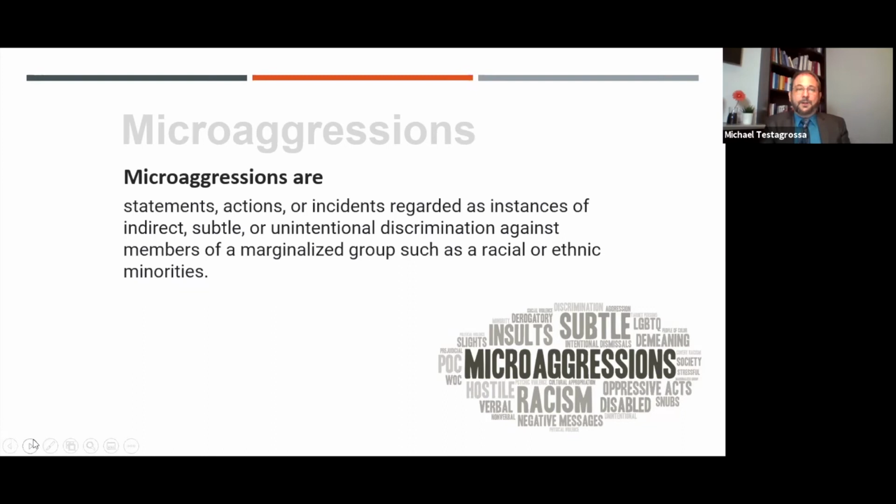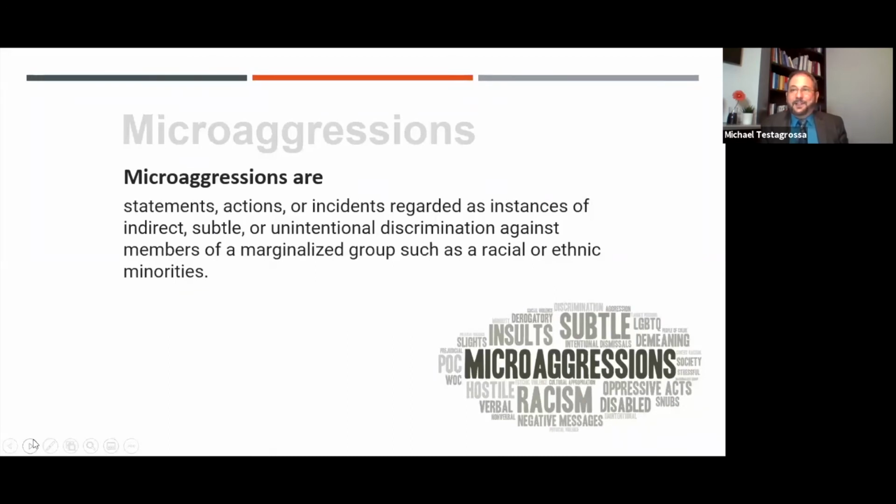We have micro assaults, micro insults, micro indignities, micro invalidations, micro inequities. All of these are very similar, although they play out slightly differently. But again, they're often unconscious actions that revert to biases, stereotypes, and profiling. Some examples are, for instance, security alerted to follow a group of people of color through the hotel. And I've seen that happen.